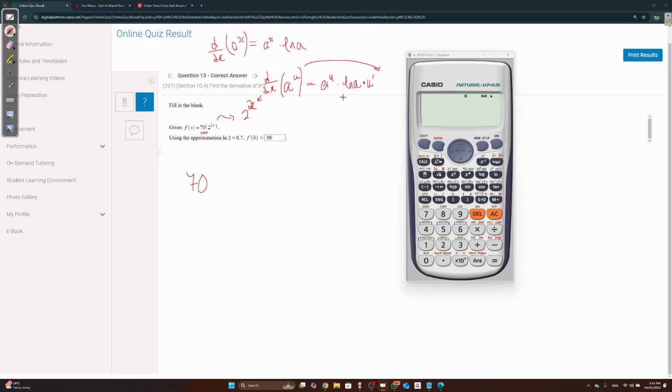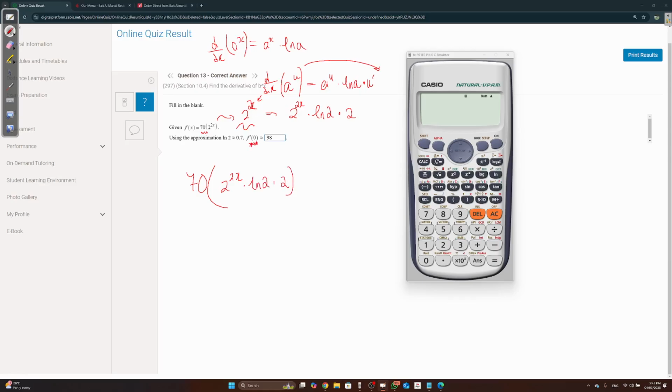Anyways, so the derivative of 2 to the power of 2x, what is it? It's 2 to the power of 2x times ln 2 times u prime. What's the derivative of 2x? It's just 2. This is the derivative of 2 to the power of 2x. So the 70, we took it to the side because it's a constant. Always take your constant to the side. So 2 to the power of 2x times ln 2 times 2.